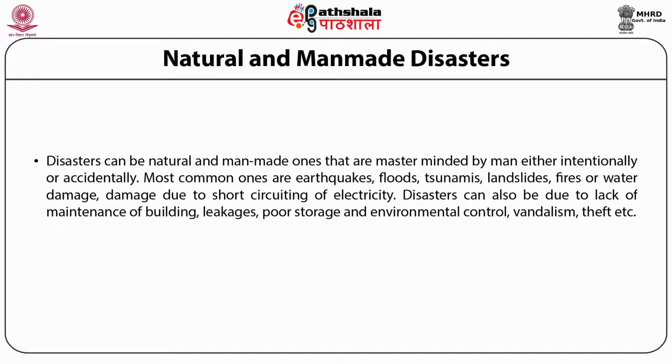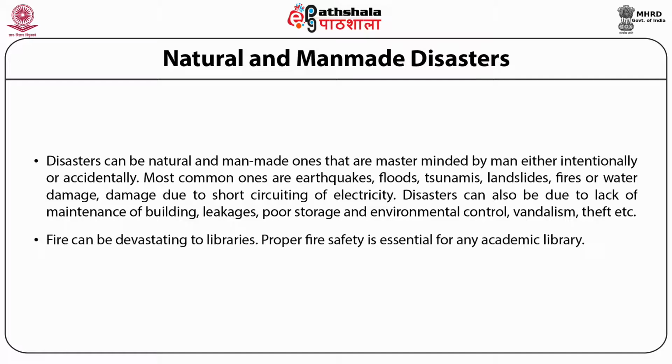Most common ones are earthquakes, floods, tsunamis, landslides, fires, or water damage, and damage due to short-circuiting of electricity. Disasters can also be due to lack of maintenance of buildings, leakages, poor storage and environmental control, vandalism, theft, etc. Fire can be devastating to libraries. Proper fire safety is essential for any academic library.